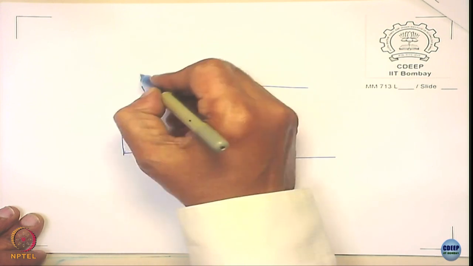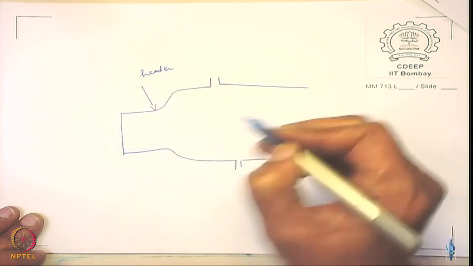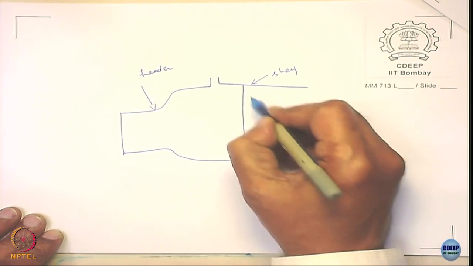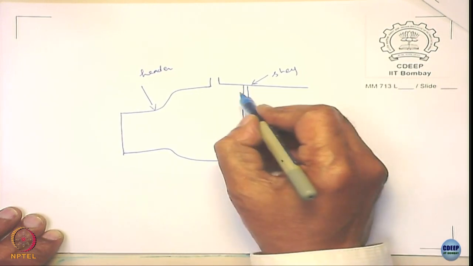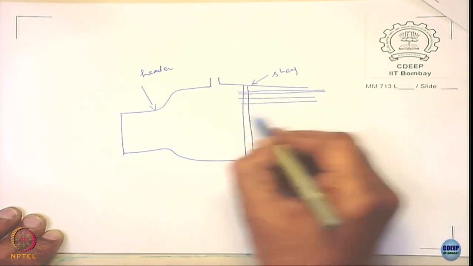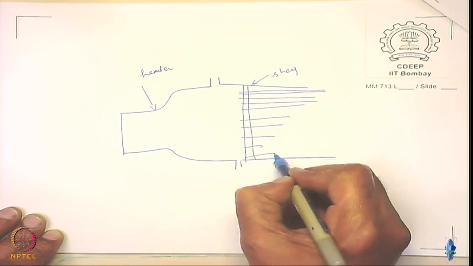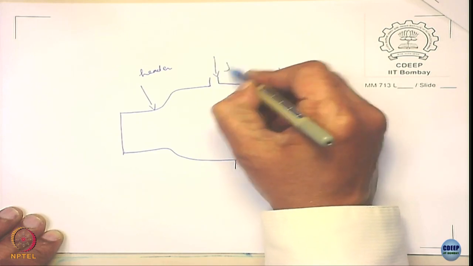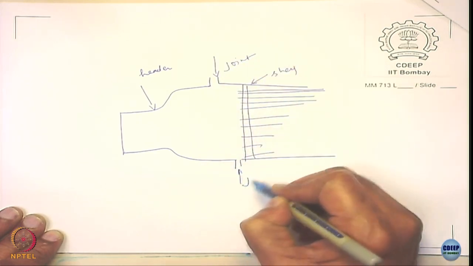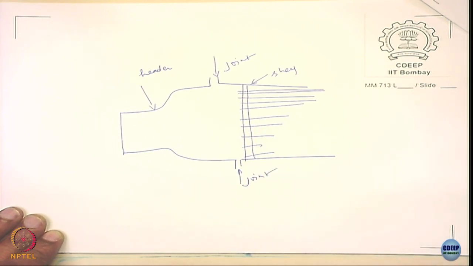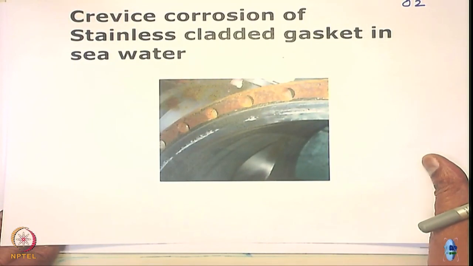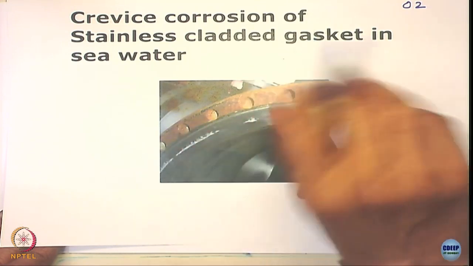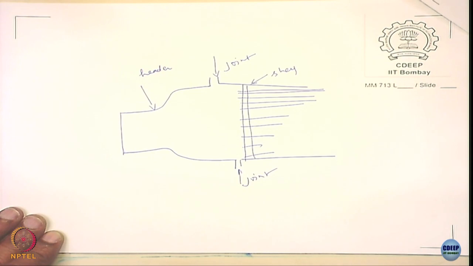This is called what? This is called a header or shell, and here you will of course have tubes. All these tubes are going over like this, okay. So what we are seeing here is this joint. So it is a flange, you see, these are the places where you put the bolts and you fasten that, actually, right, okay.